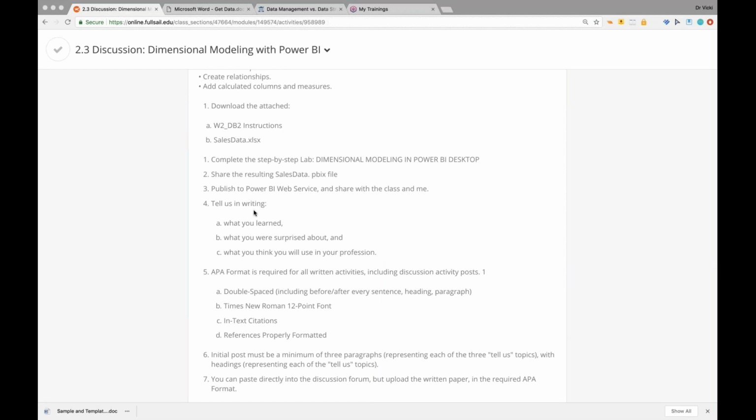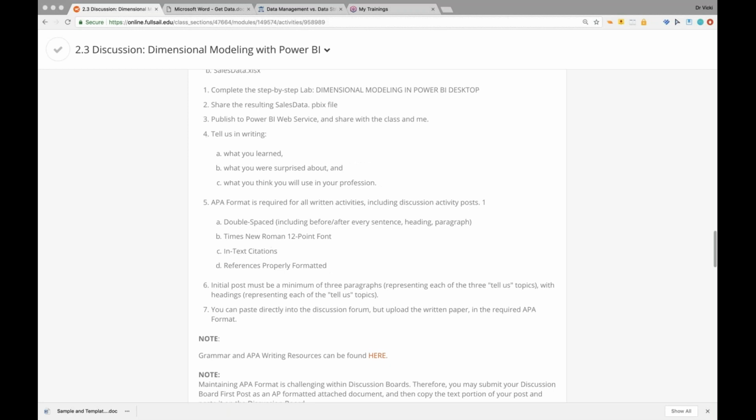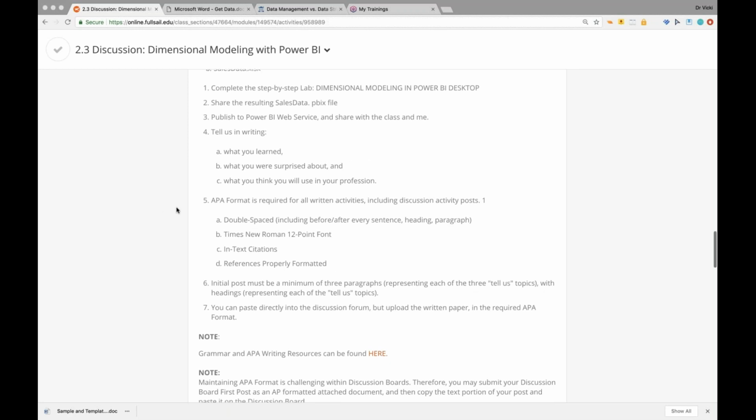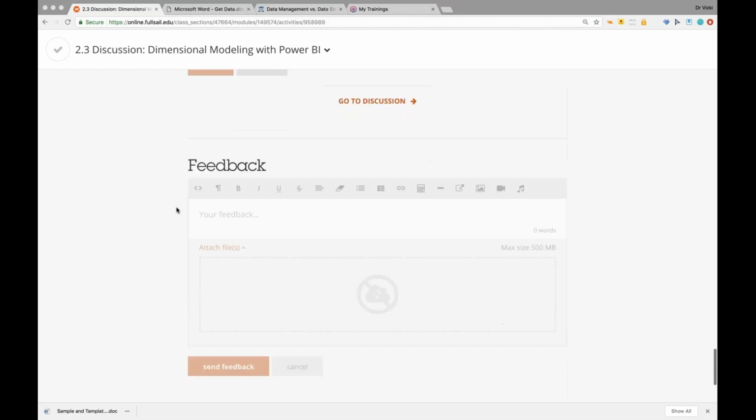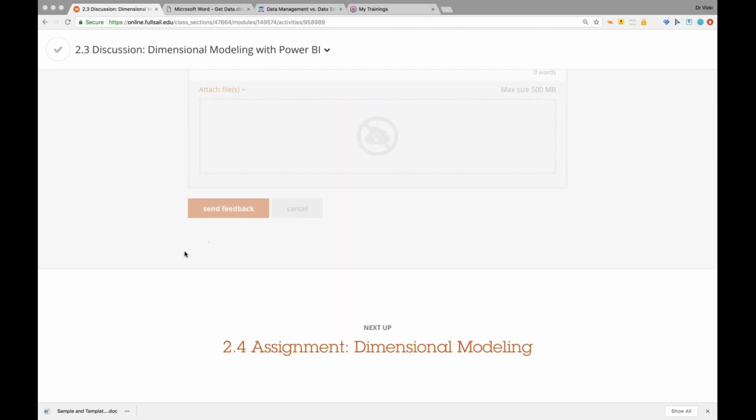And you will, in writing, tell us what you learned under a heading, what you were surprised about under another heading, and what you think you could possibly use in your profession under another heading, in APA formatting. Again, everyone seems to really enjoy that because it's one of those aha moments: when you're done and you hit apply, you realize what you've created, and it's a very good feeling.